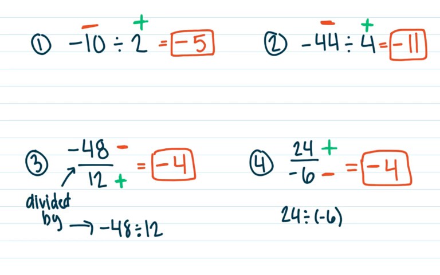If I had same signs, for example on number 4, if that had been a negative 24 and a negative 6, the answer would have been a positive 4. So same signs mean a positive answer, different signs mean a negative answer. And this is the same for multiplication too. These rules are not any different.